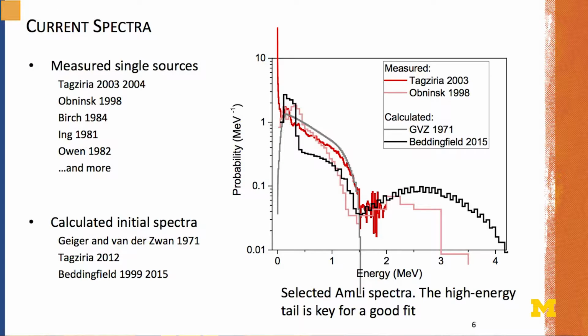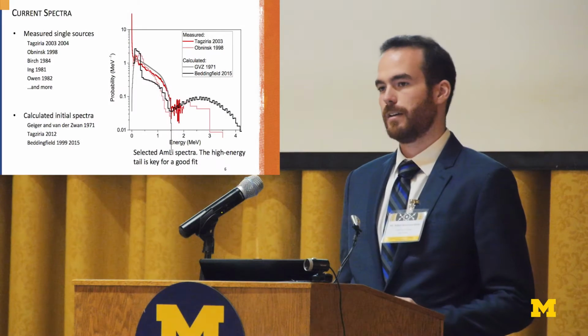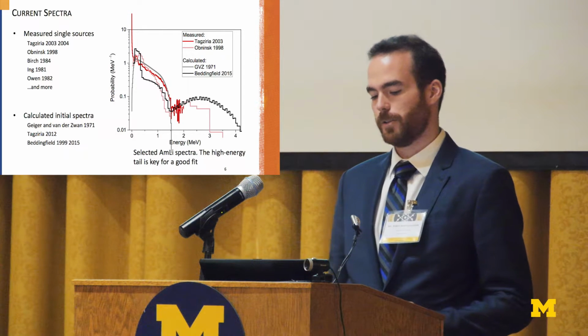So as I said, a lot of people have measured single sources for the current spectra. A couple of people have tried to calculate what the spectra should be based on physics principles, but all of the generated spectra have the same general shape: there's a low energy lithium portion, and the gray spectra, the Geiger-van der Zwaan, only considered the lithium, so you can see exactly where that would probably stop. And then there's the high energy oxygen contribution as well.